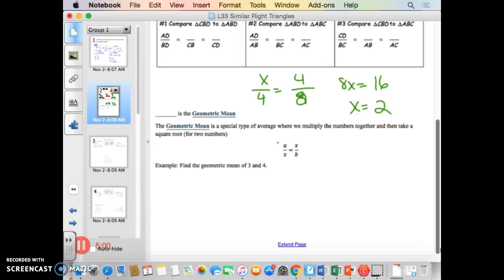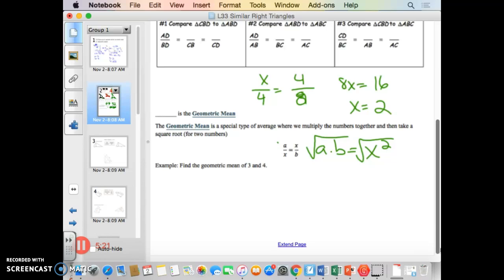where we multiply numbers together and then take the square root. So for example, this would be a times b on this side, and over here we would have x squared, because x times x is x squared. Well, the last step is going to be to take the square root of both sides so we can figure out what just x is. So let's give you an example.